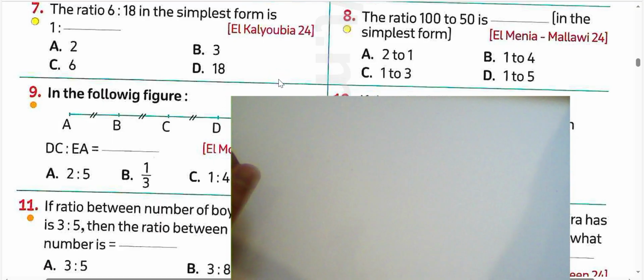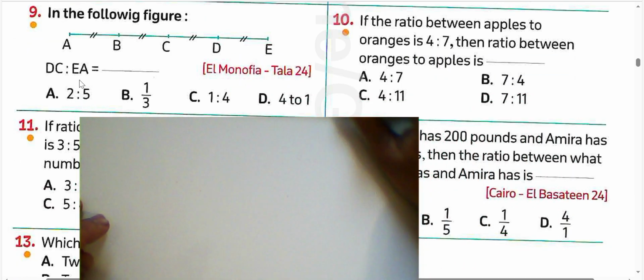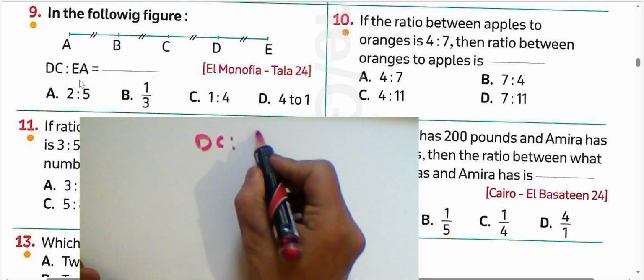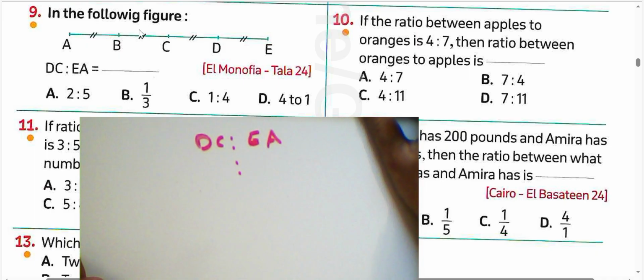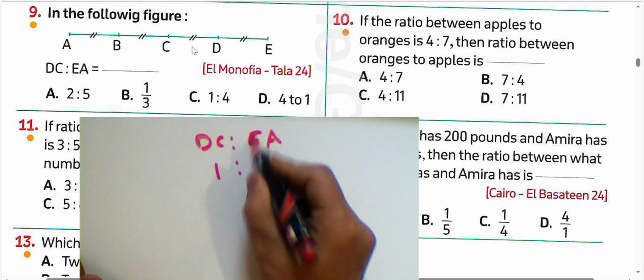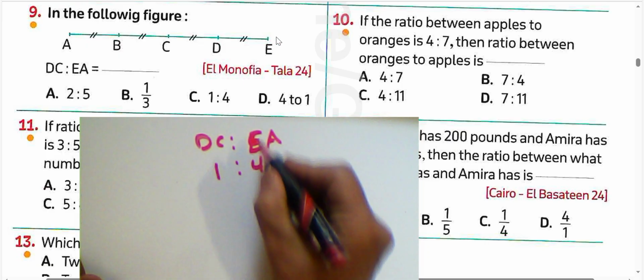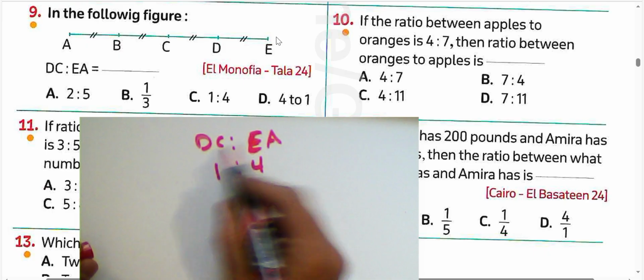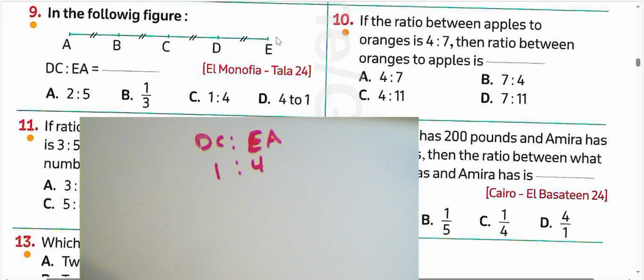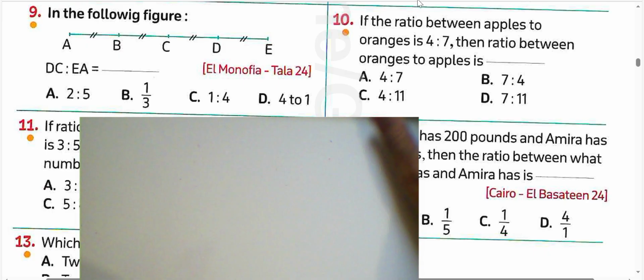Next question. In the following figure, we want to find the ratio between DC to EA. DC from D to C is one part, and EA from E to A, we have 1, 2, 3, 4. The ratio between DC and EA equals 1 to 4. If the ratio between apples to oranges is 4 to 7, then the ratio between oranges to apples is the inverse, 7 to 4. Choose letter B.